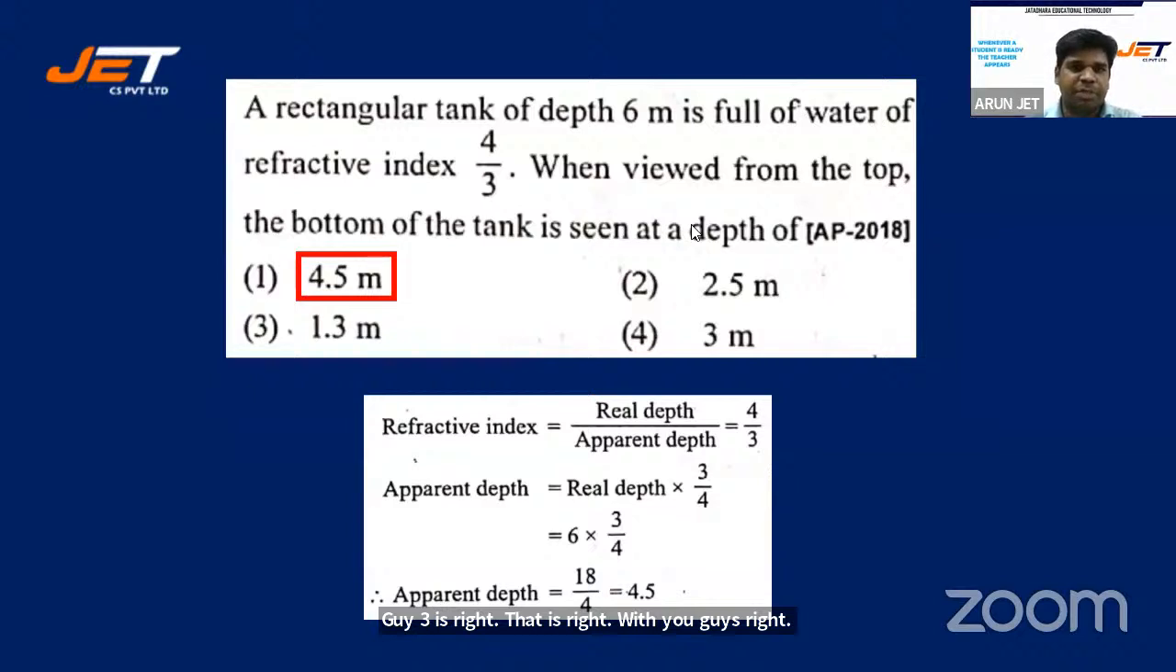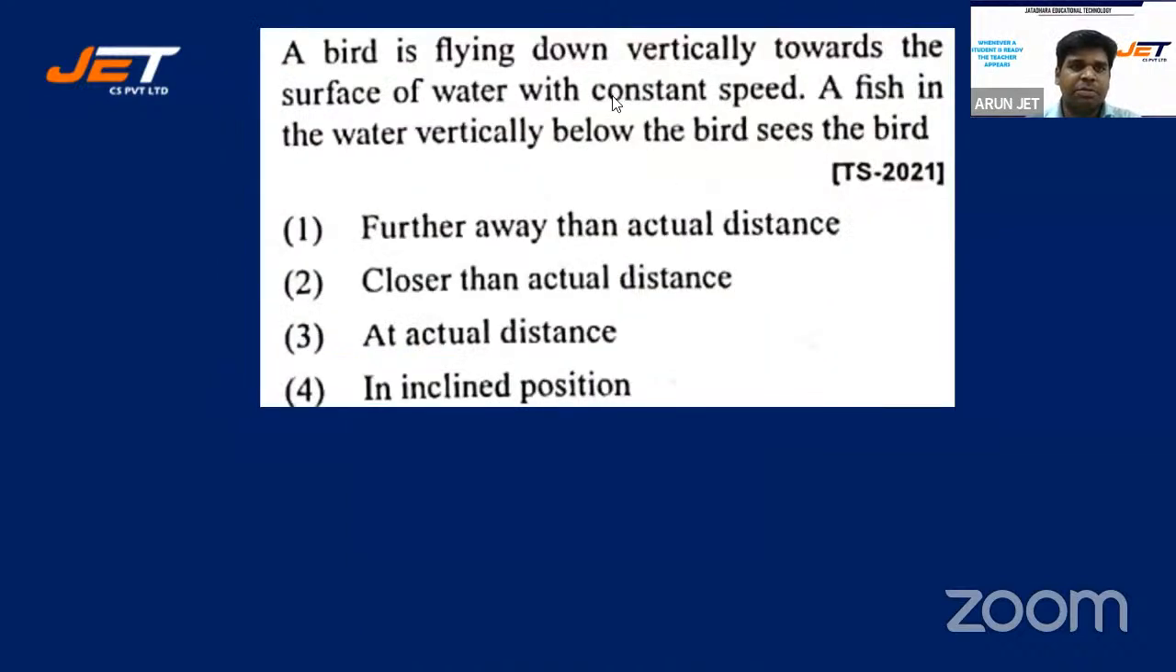All right, let's go with the next one. A bird is flying down vertically towards the surface of water, sorry, with constant speed. A fish in the water vertically below the bird sees the bird further away than actual distance, closer than actual distance, at actual distance, or in inclined position.